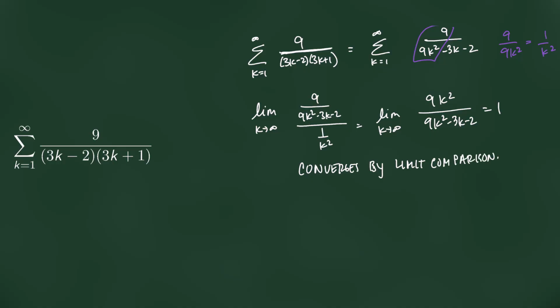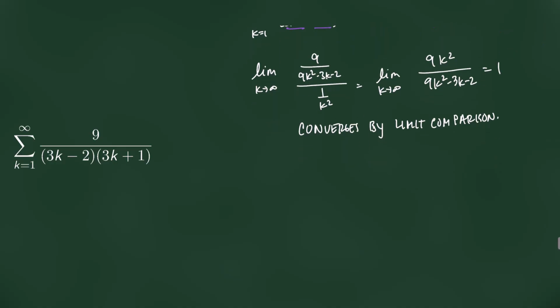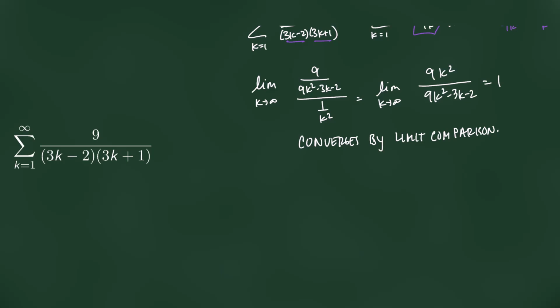However, we don't know the value of the thing. And if we look back at the original form, because we have the 3k minus 2 and the 3k plus 1, my instincts tell me this thing might telescope. So let's look at it as if it were potentially telescoping. So we're going to try to rewrite it using partial fractions. So we have 3k minus 2 and 3k plus 1.